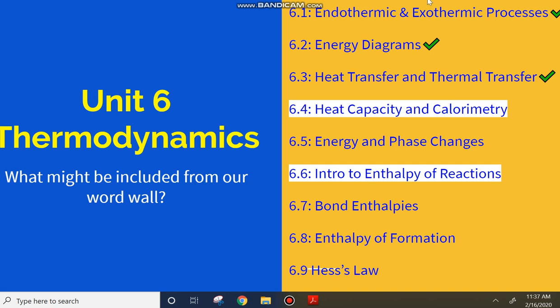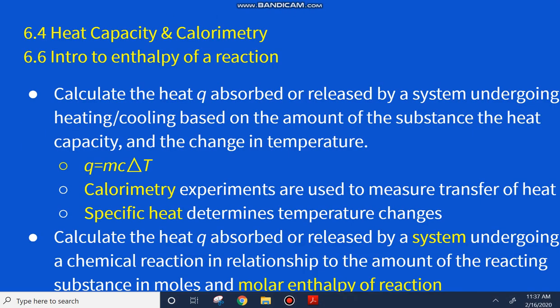We're going to continue with Unit 6 Thermodynamics. We're going to look at 6.4 and 6.6: Heat Capacity, Calorimetry, and Intro to Enthalpy of Reactions. Your learning targets are listed right here. You can go get your handy dandy notebook, start taking some notes, and put these into your own words. Make sure that we have already looked at this Q equals mc delta T. It's really important, and we're going to start to apply it more and more throughout this unit. So go ahead and pause the video and get those notes.